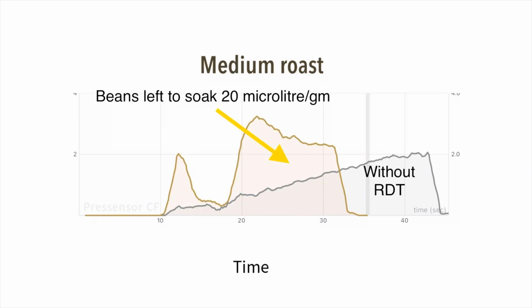Next, I did some testing with the medium roast again, in that I sprayed the beans with 20 microliter per gram, left it for 5-10 minutes, and I got the same results as the light roast. The extraction times were really fast, and the coffee tasted awful.